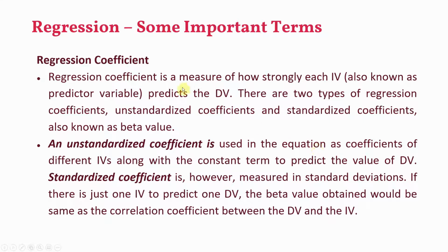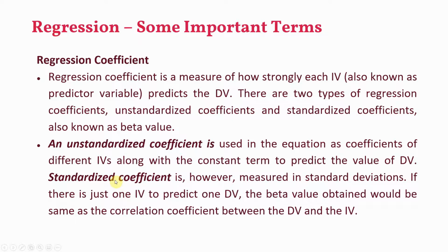So there are a few important terms that are associated with regression. The first one, regression coefficient, the weight of impact, how strongly the IV, also known as the predictor variable, predicts the dependent variable. There are two types of regression coefficients. One is unstandardized, the other is standardized. Now, an unstandardized coefficient is used in the equation as coefficients of different IVs along with the constant term to predict the value of the DV. So when you are writing your regression equation, you are actually writing your unstandardized coefficient.